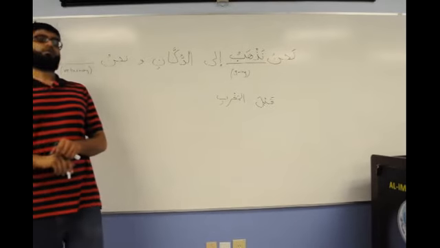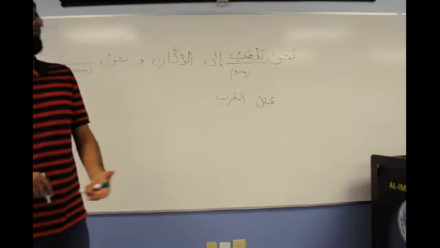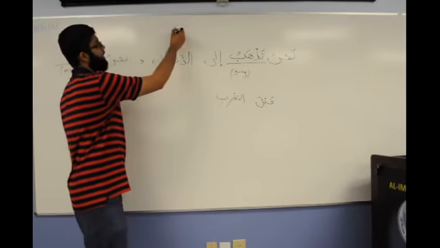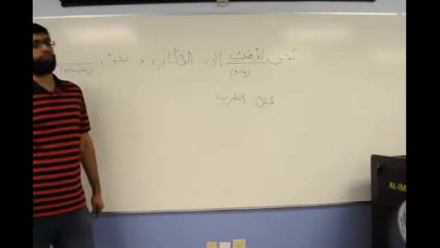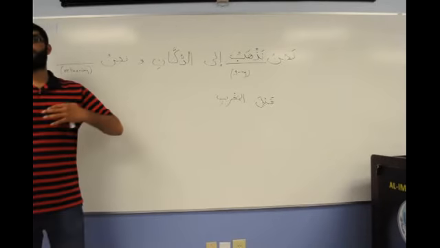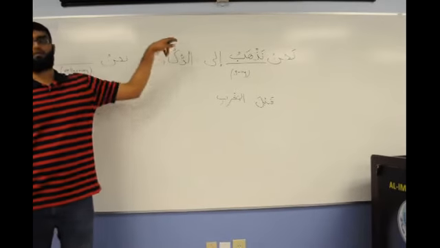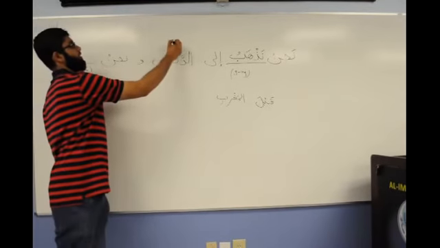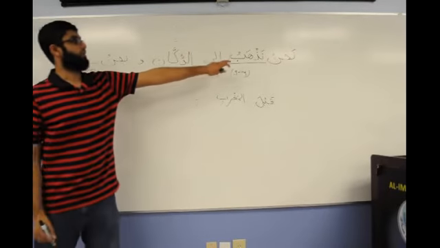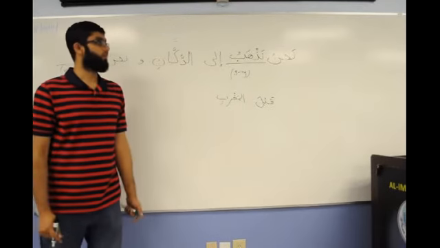Oh, is it the AA column? It's the AA column, yeah. The AA column means that in the past tense the ha gets a fatha, an a sound, and in the present tense it stays on a fatha. Okay? So it's nadhabu.